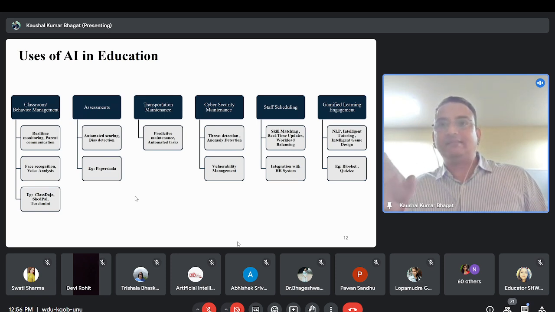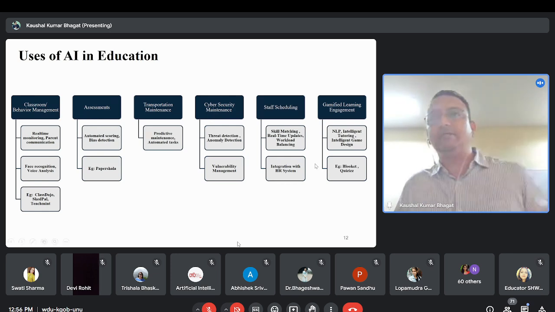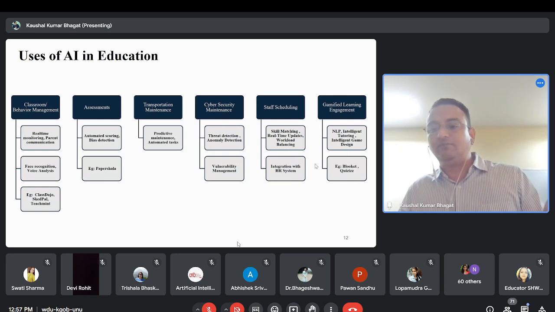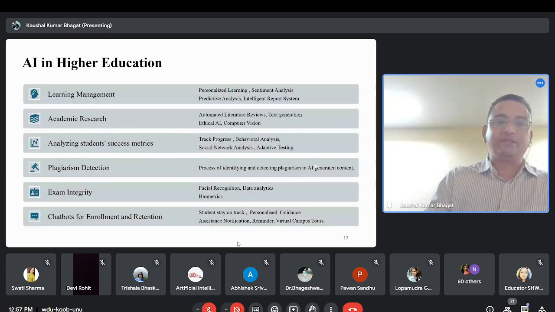If we can maintain the teacher satisfaction, obviously it will help the teacher effectiveness also. Then we have gamified learning engagement, where you can have game-based learning and game-based assessment, with different types of applications like intelligent tutoring, intelligent game design, NLP. There are some examples like Quizy, Bluekate; those kinds of applications have been developed.